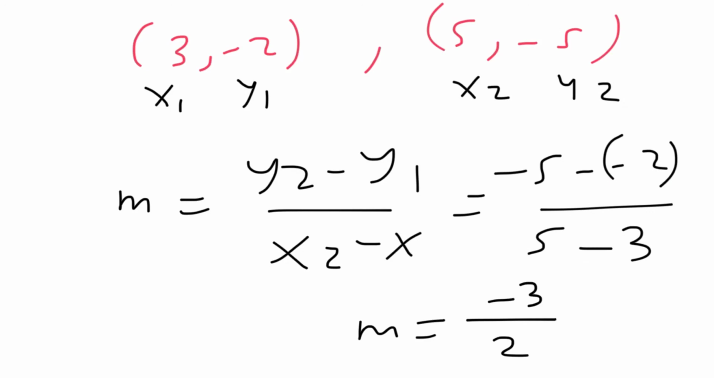So this slope is negative, which means the line, if you graph it, looks like this. But he doesn't want the graph, he just wants the slope. Okay?